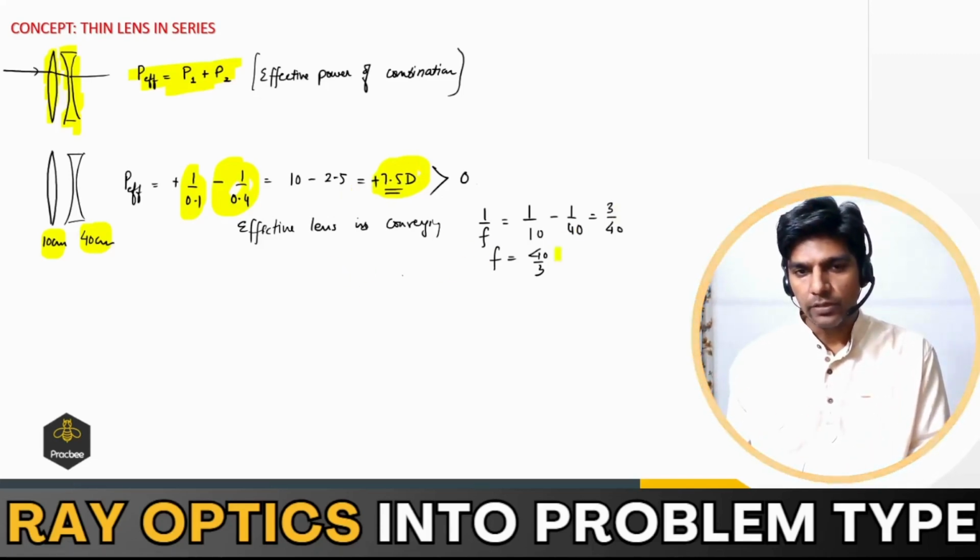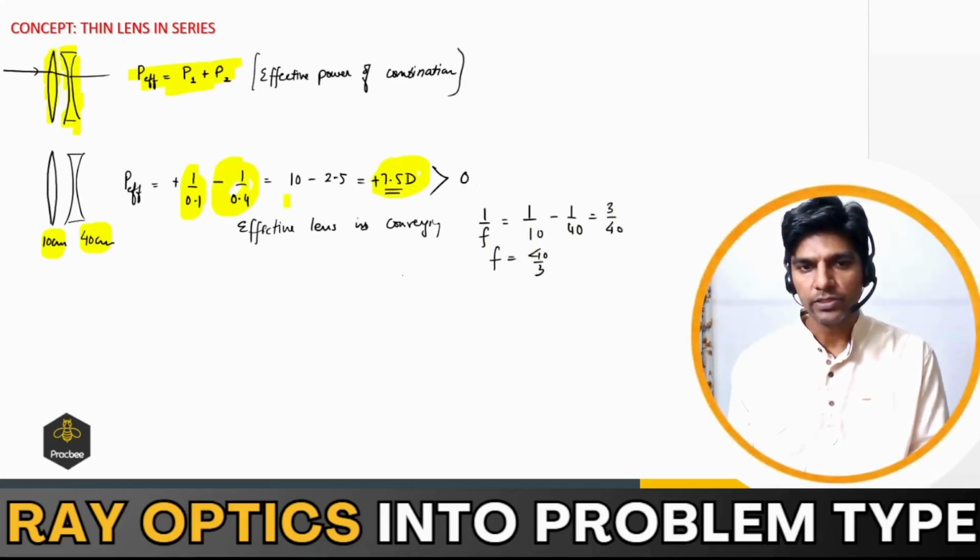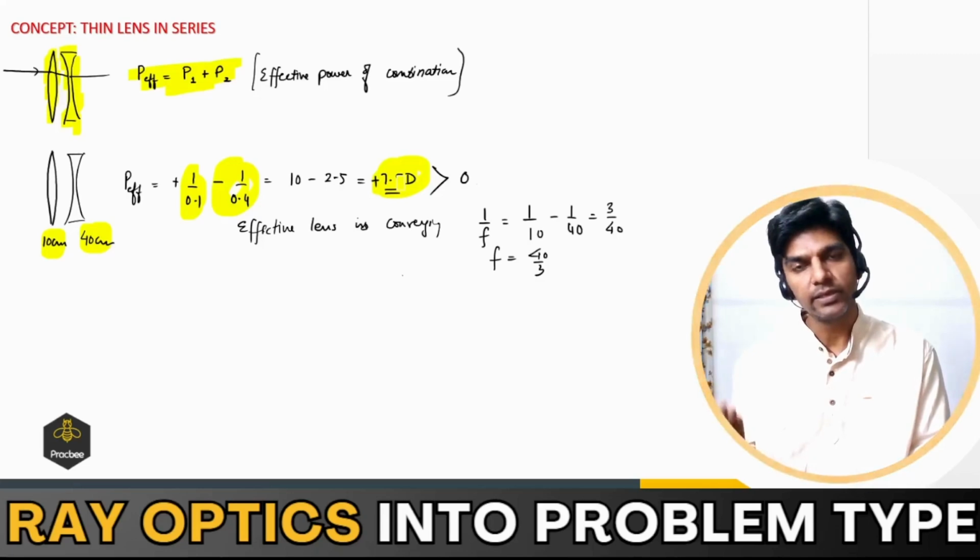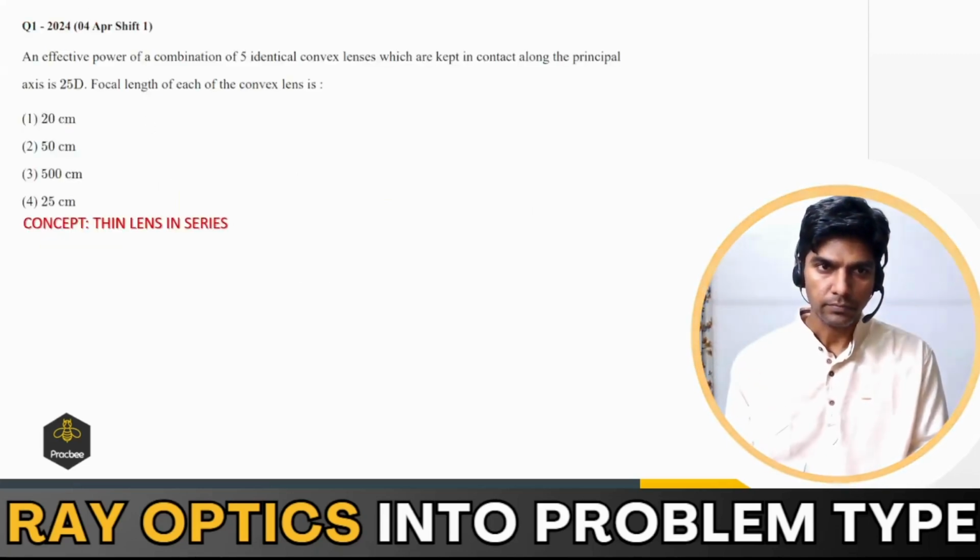And if you want to find the focal length, we can simply take the reciprocal of that. It will give us the focal length in meters, then we can multiply that with 100, we'll get the focal length in centimeters. Now let us see a question based on this concept.